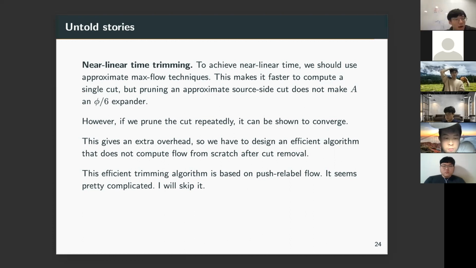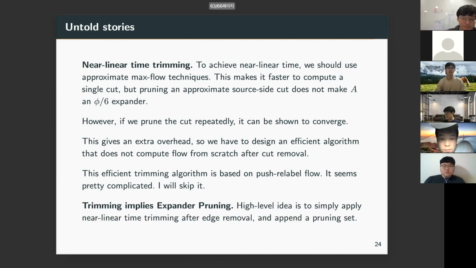So how to do it efficiently? It just uses the push-relabel flow in a modified way. It's not really easy, and it's also technical. It's complicated, and I don't understand it, to be honest. I think maybe it's time to learn push-relabel flows, but anyway, I don't know it, so I'll skip it.